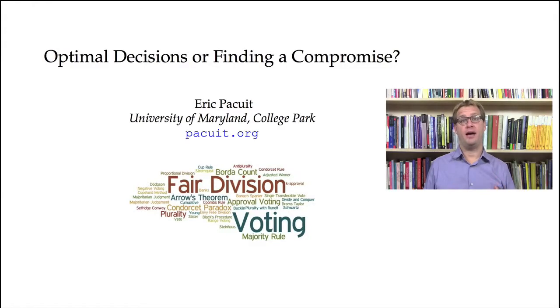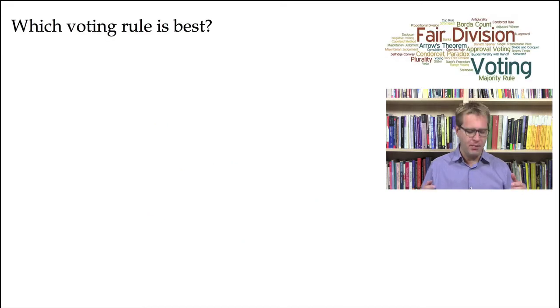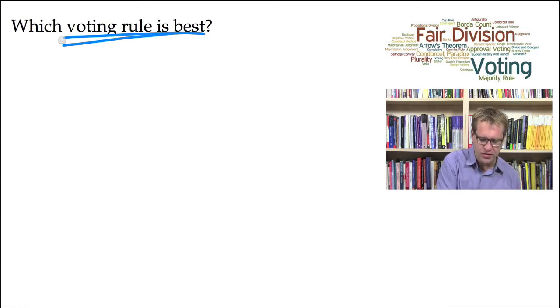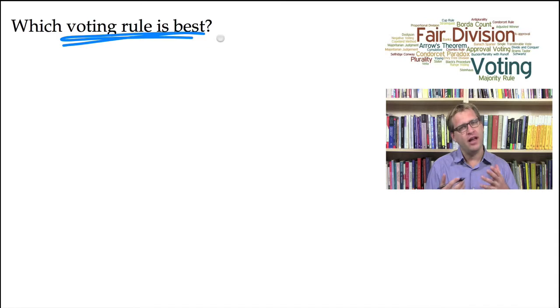Let's take a step back and think a bit more generally about what exactly it is we want our voting methods to do for us. So remember, the question we've been wrestling with is which of the voting rules actually is the best. We've seen lots and lots of examples of different types of voting procedures, and we'd like to know which one of those voting procedures actually is the best.